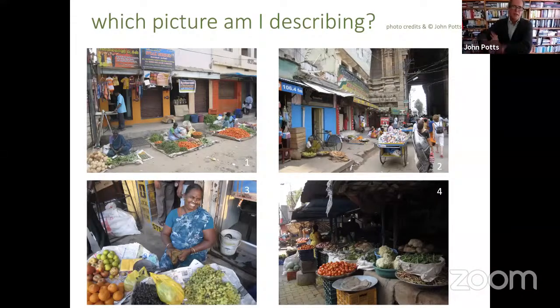Okay, so here we go. In my picture, the one I'm describing, there is clearly a market scene and outdoors, and there's lots of things for sale. There is some things like fruit, for example, I can see, and vegetables, most probably.